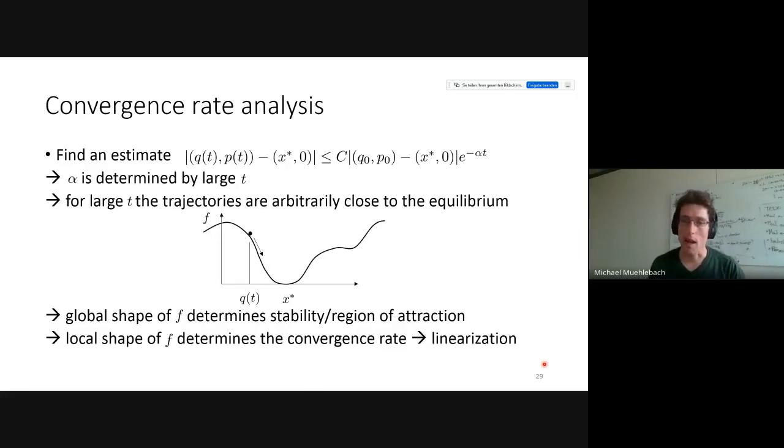But for very large time, because we know that trajectories are asymptotically stable, we're going to be very close in the neighborhood of the local minimum. And so this is just the intuition behind the result that I will show you next. Intuitively, what we conclude is that the global shape of the function f determines the region of attraction and essentially answers a stability question. But it's the local shape that determines this constant alpha here.